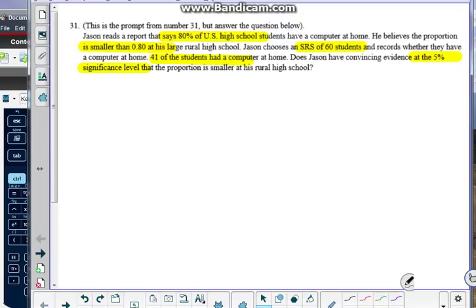So I'm going to write down some of the things that we know. The claim I want to test against is my H naught, and that is that the proportion of students at his high school is the same as the proportion nationwide, 0.80. The alternate, he believes it's actually different. Not just different, but that proportion is smaller. So we'll be looking at less than 0.80.